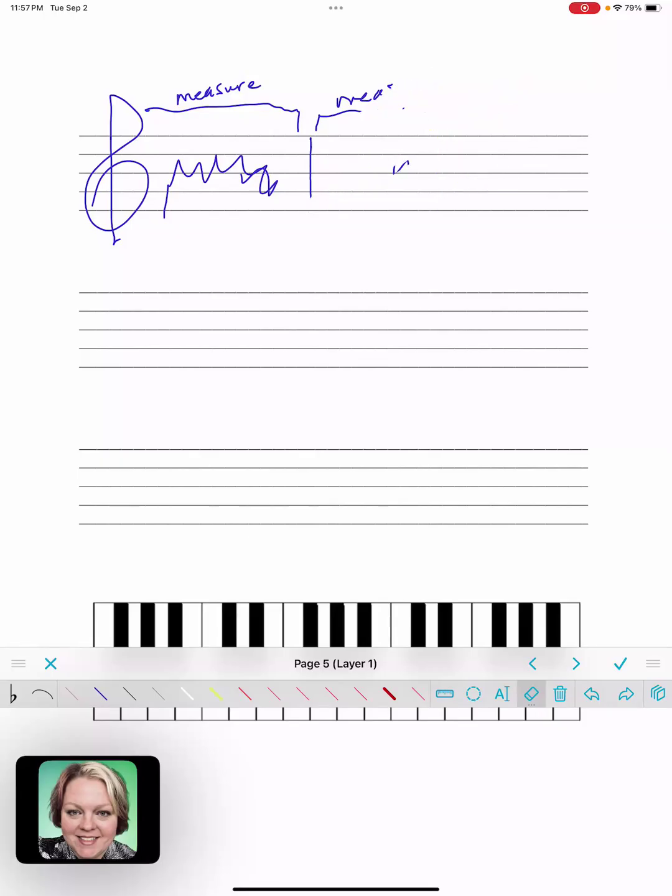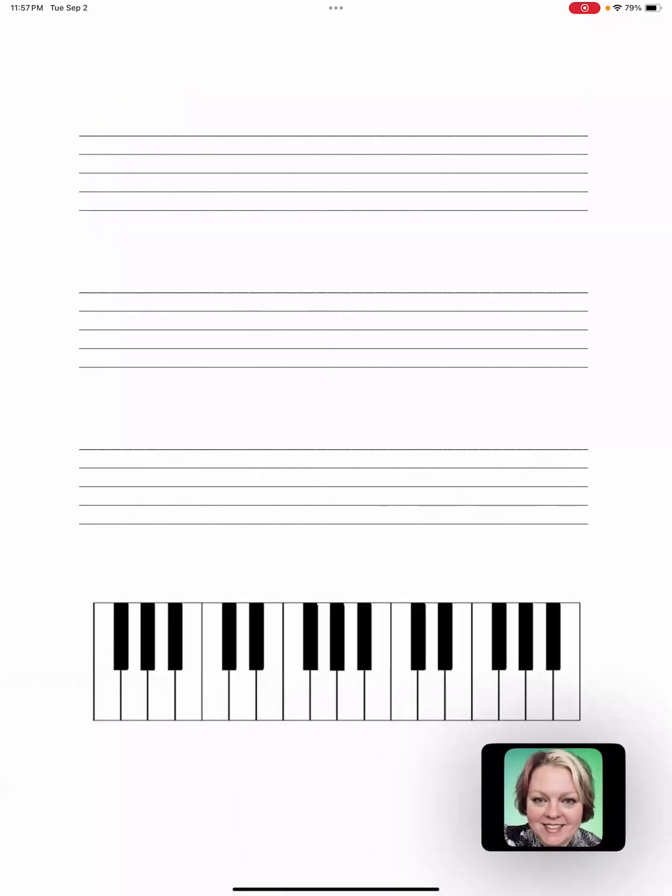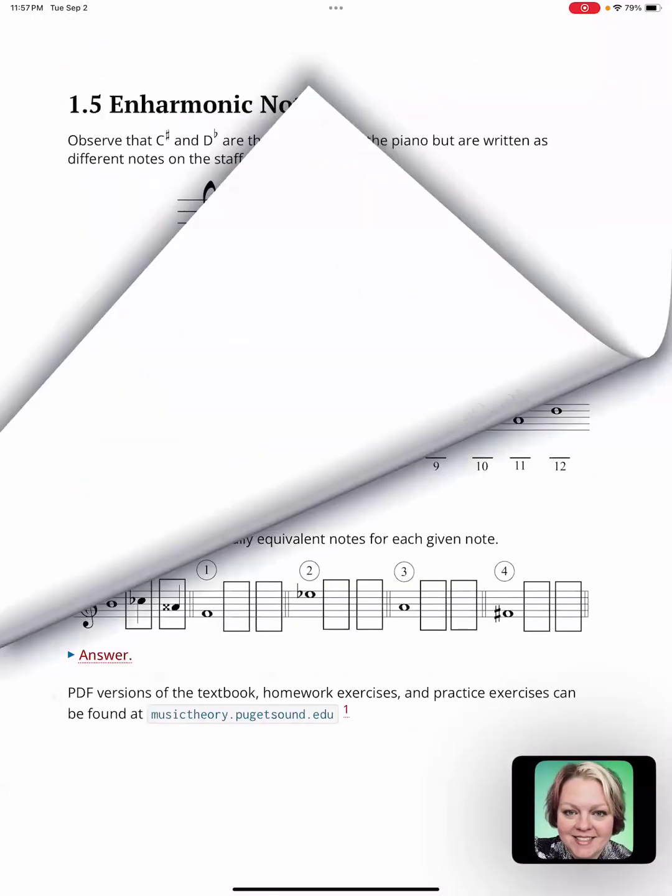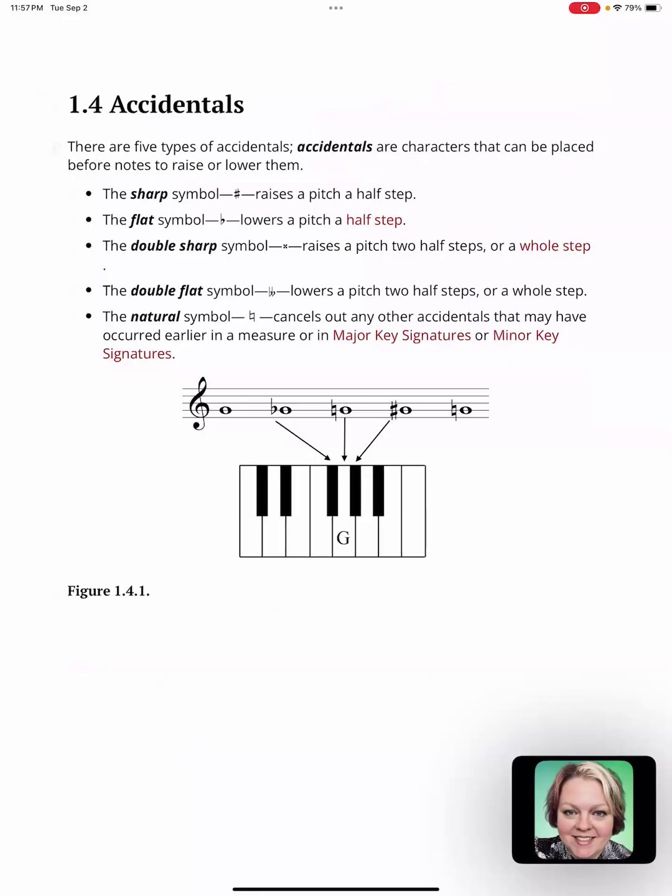So let me erase that because I'm going to come back and write other stuff on it in a second. Get that off of there. Good deal. Okay, so back to accidentals. All right, the natural symbol. It says it cancels out any other accidentals that may have occurred earlier in a measure.